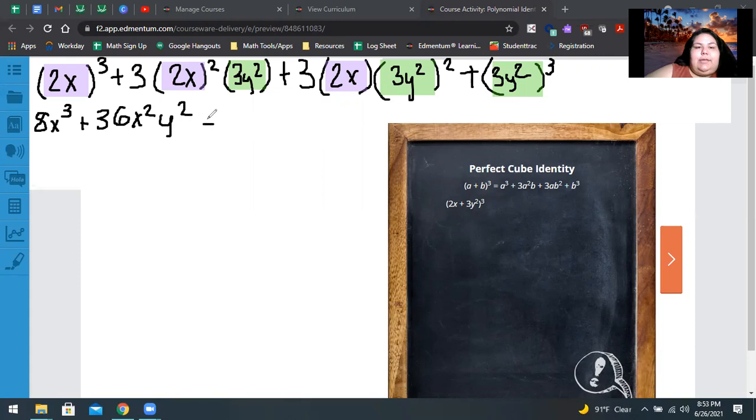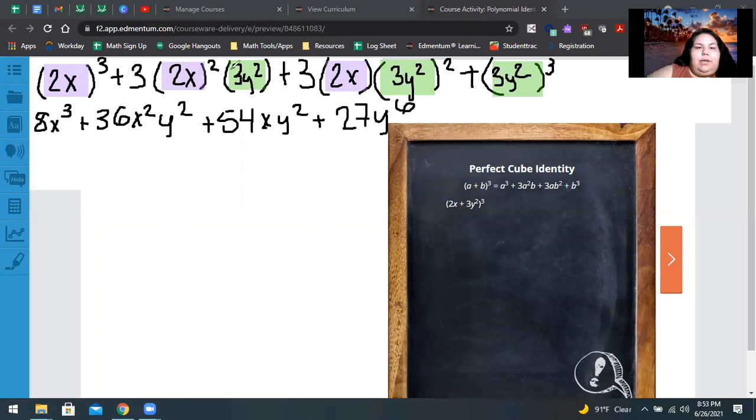The next term is plus 3 times 2 is 6. This is 3 squared for 9. 6 times 9 is 54. And then I have x, y to the 2 power, plus 3y squared raised to the 3rd power. 3 to the 3rd power is 27. And then right here we have, ooh, I messed up already here. This would be y to the 6th power.